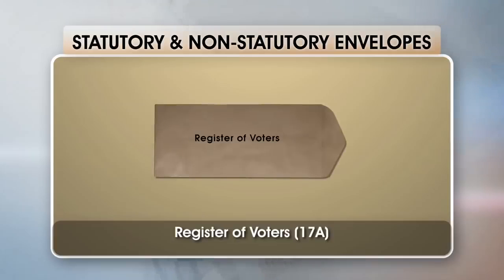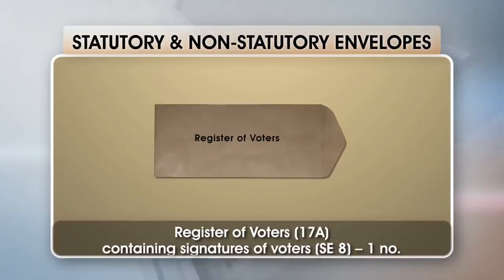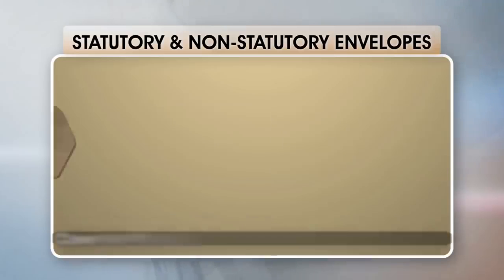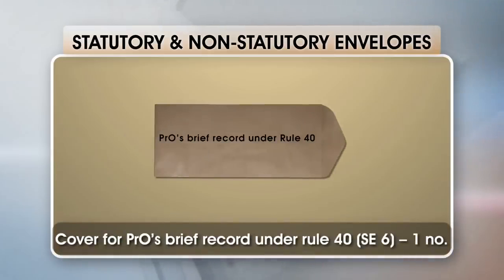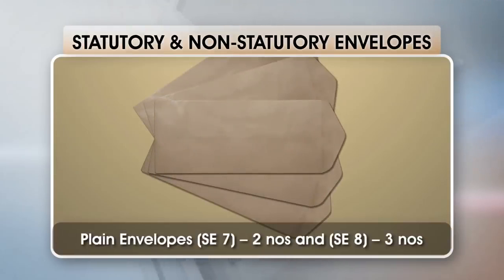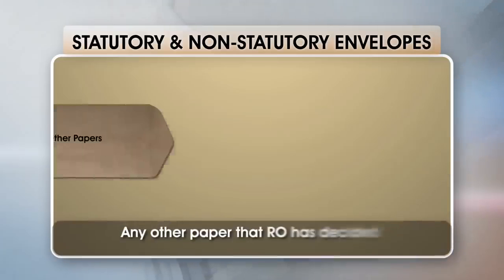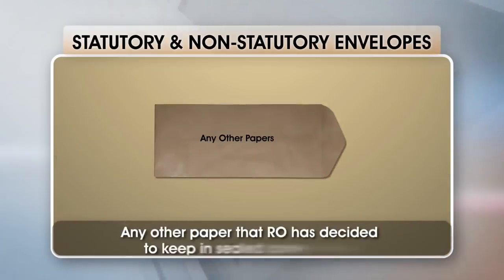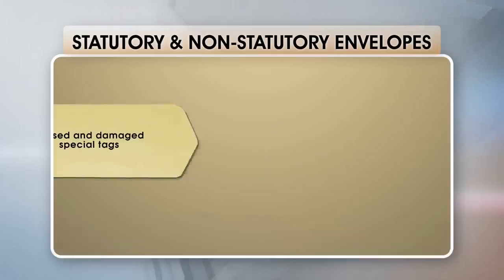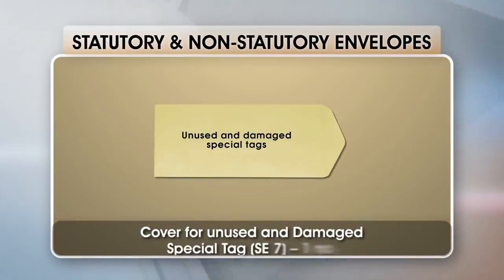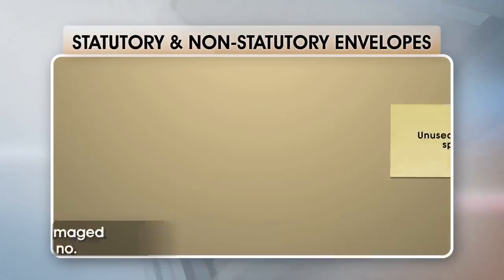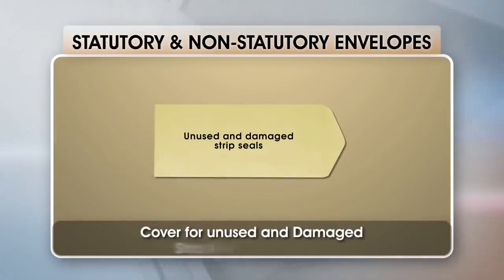For register of voters, 17A, containing signatures of voters, SE8, 1 number. Cover for PRO's brief record under Rule 40, SE6, 1 number. Plain envelopes, SE7, 2 numbers and SE8, 3 numbers. For unused ballot papers, SE7, 5 numbers. For any other paper that RO has decided to keep in sealed cover, 1 number. Cover for unused and damaged special tag, SE7, 1 number. Cover for unused and damaged strip seal, SE7, 1 number.